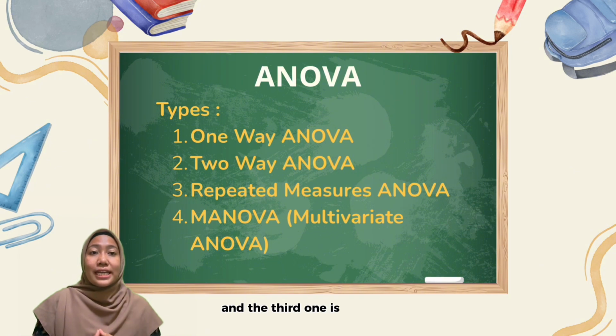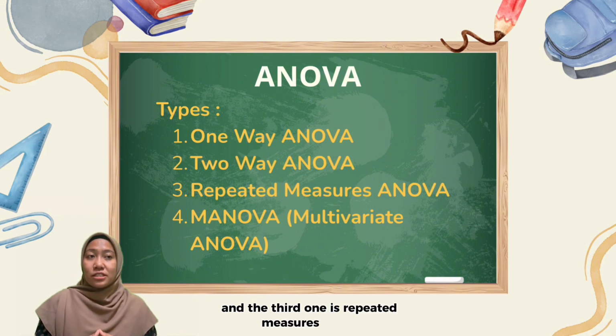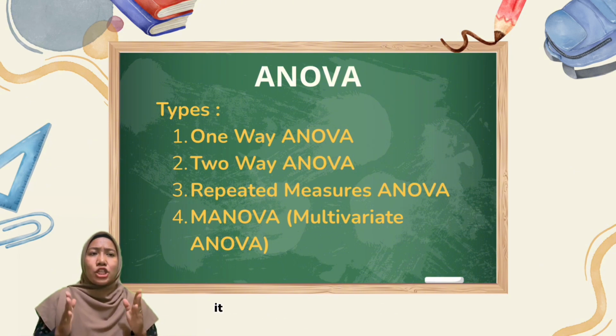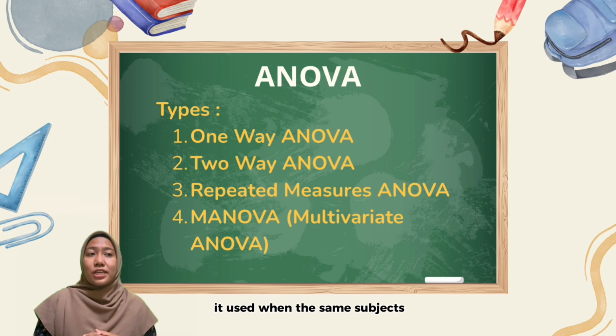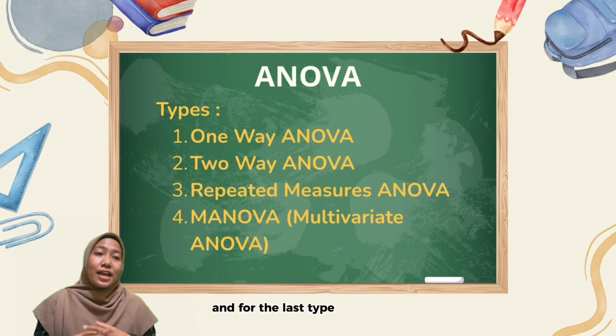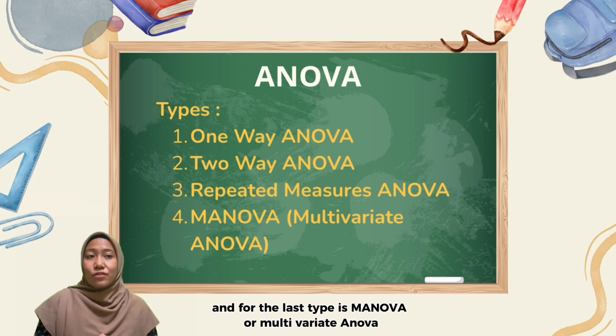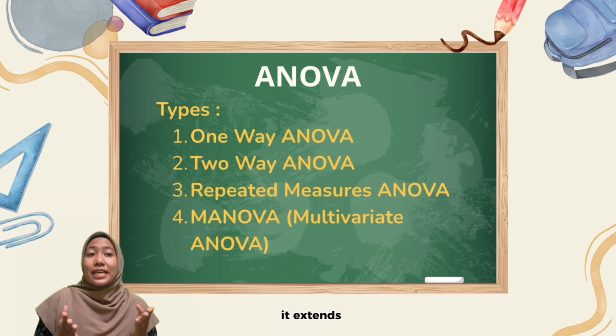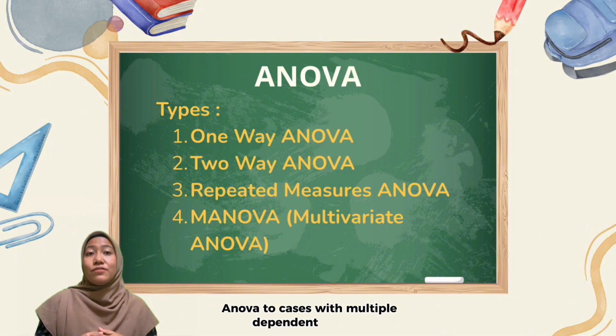And the third one is repeated measures ANOVA. It is used when the same subjects are measured multiple times under different conditions. And the last type is MANOVA, or multivariate ANOVA. It extends ANOVA to cases with multiple dependent variables.